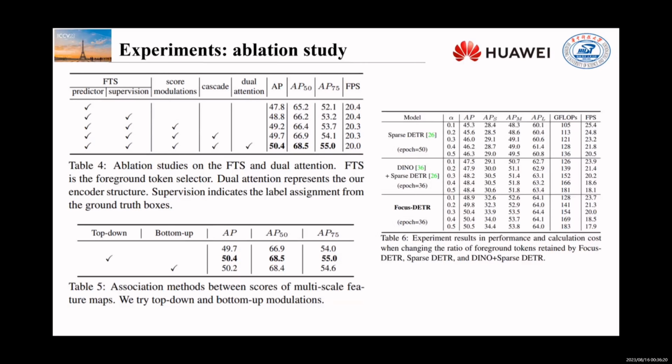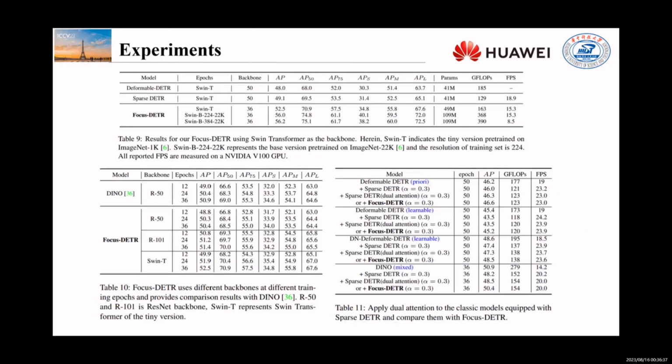Table 4 outlines Focus DETR's component impact on detection performance. Table 5 analyzes the influence of top-down vs. bottom-up modulation in the score modulation module. Table 6 showcases DINO's performance variations with Sparse DETR and Focus DETR. Table 9 validates Focus DETR's performance with Swin Transformer and assesses training convergence across different backbones, including comparison with DINO.